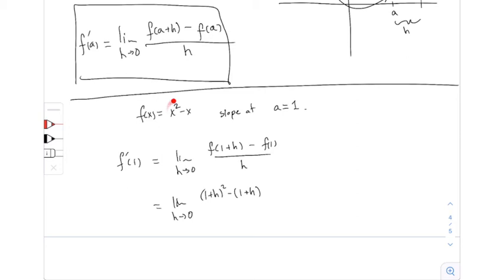You go up here and you replace every x by 1 plus h. So it said x squared, I say 1 plus h squared. And then it said minus x, I say minus 1 plus h. Make sure you put those parentheses in the right spots. They matter. And then minus f of 1. That means you go back to the original function and you plug in 1 instead of x. So I say 1 squared minus 1, which that's going to be 0. All right? Make sure you put those parentheses.